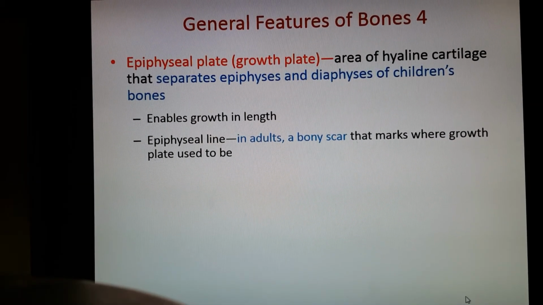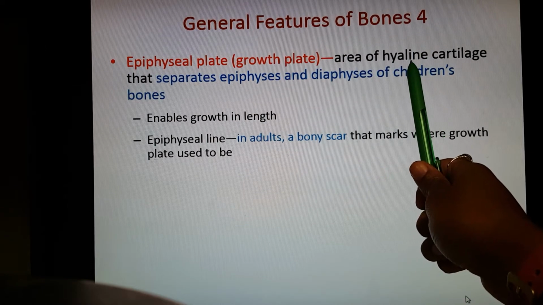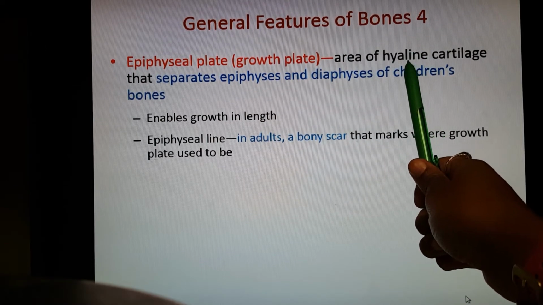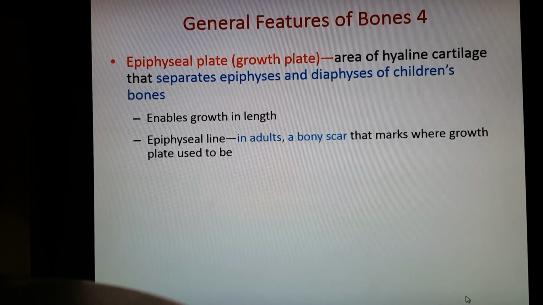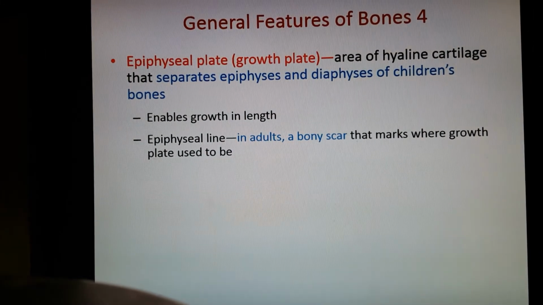Last general feature of bone is the epiphyseal plate, also called the growth plate. Later we'll cover how our long bones grow. Eventually, once all of the hyaline cartilage that was originally in that epiphyseal plate region fully grows, so our child has grown into a full height adult, that epiphyseal plate will now become the epiphyseal line. It's kind of like a scar of bone where the growth plate used to be.